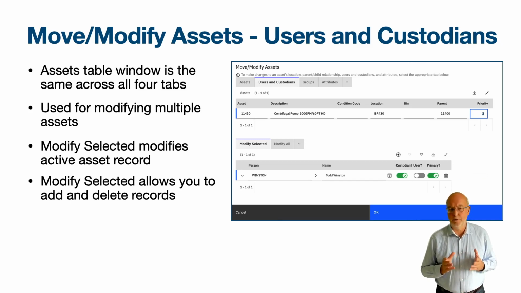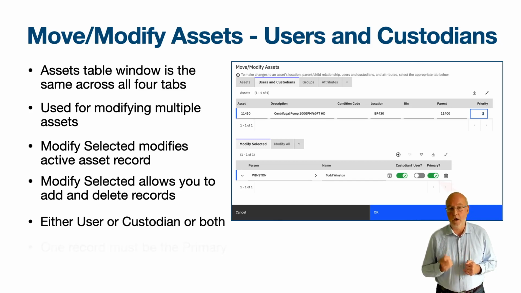Users and custodians were discussed in a previous video called Location and User Associations. It was the first section of this video. In case you missed it, users and custodians are used for any reason that you might want to associate a person with an asset. You can also do the same for locations. It is up to your organisation to decide what meaning you place on the term user or custodian, but each record must have one or the other or both, and one and only one record must be marked as the primary.